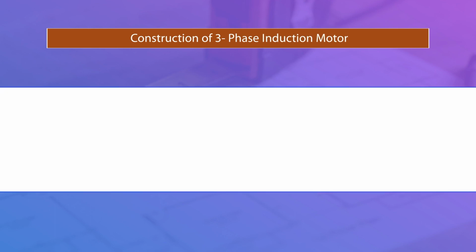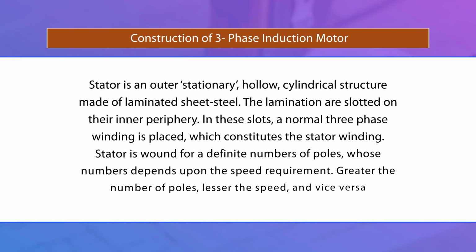Stator is an outer stationary hollow cylindrical structure made of laminated sheet steel. The laminations are slotted on their inner periphery. In these slots, a normal three-phase winding is placed which constitutes the stator winding. Stator is wound for a definite number of poles whose number depends upon the speed requirement.